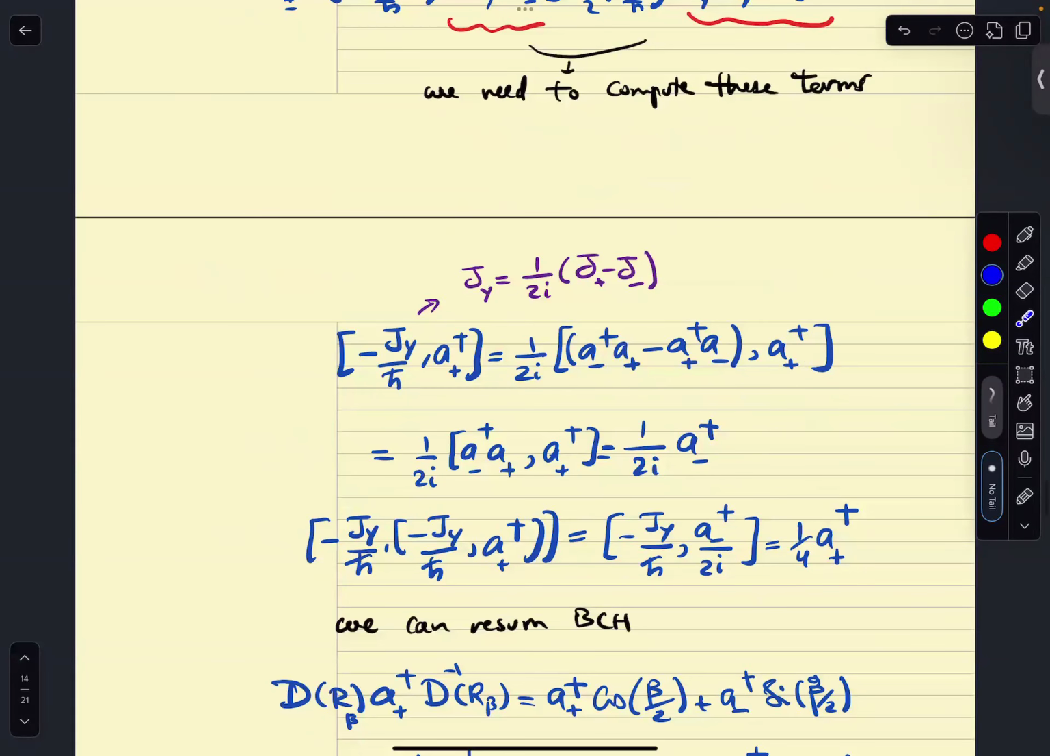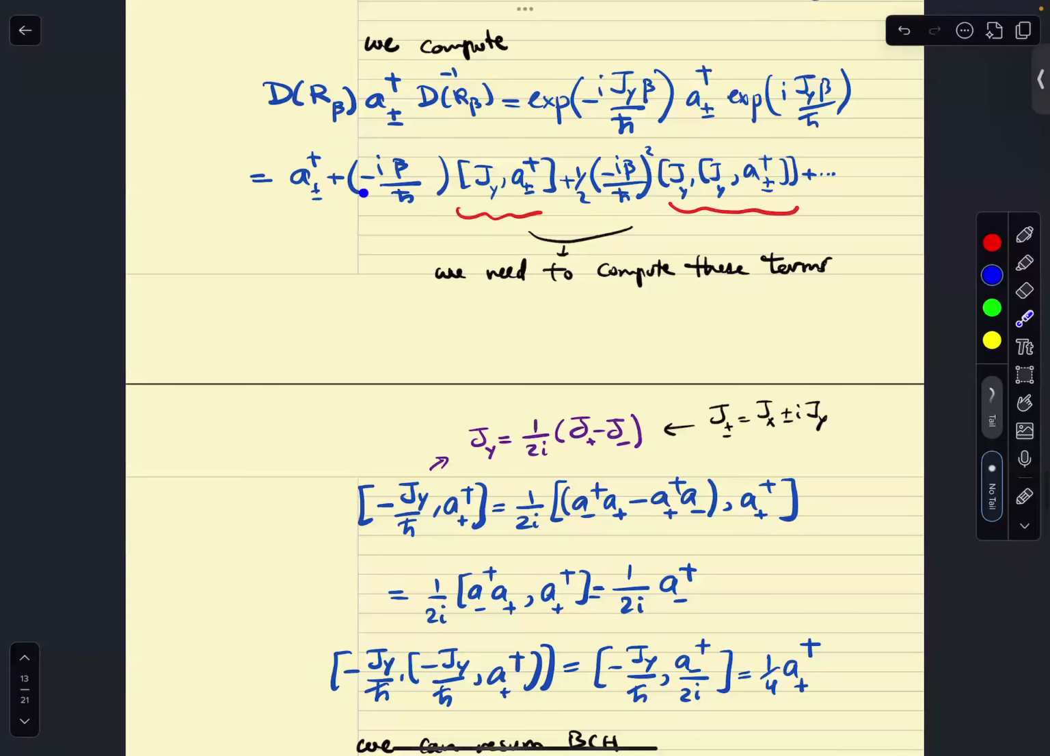All right, so let's do the calculation. What is JY? We just mentioned this earlier. JY is just 1 over 2i times J plus minus J minus. This is just a consequence of the fact that J plus minus is JX plus minus i JY. Right? So what we have is minus JY over h bar. There are a bunch of i betas outside.